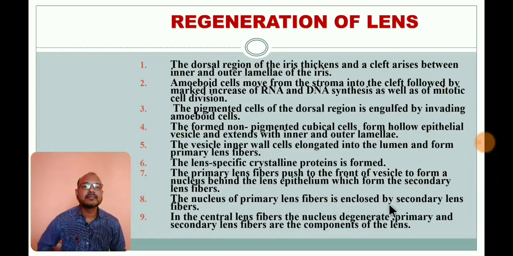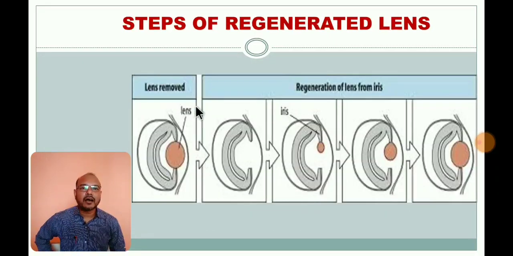We will see in the diagrammatic presentation how the lens gets regenerated from the iris part. In the second outline, the budding of the iris and the regeneration of the lens at the elevated portion. In that way, this diagram shows the regeneration of the lens.